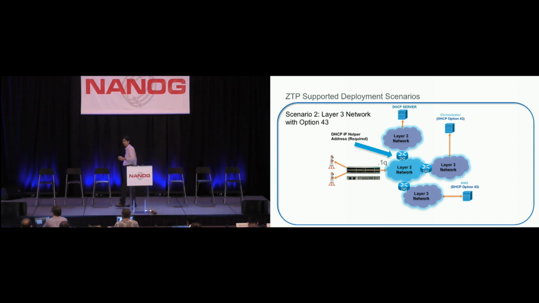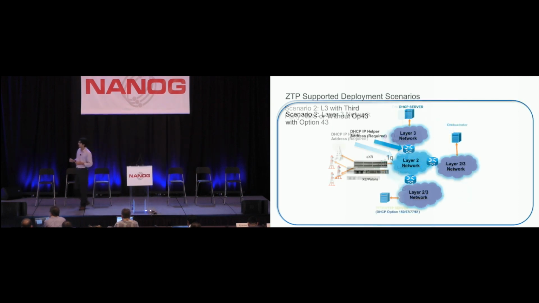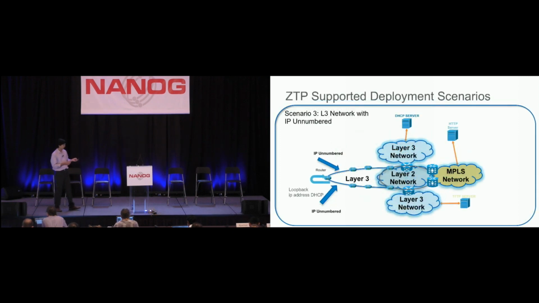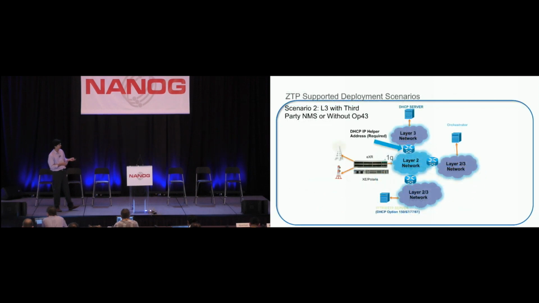If you have a multi-vendor environment where you do not support option 43, then you need some base configuration or some script to download, so that you can have reachability to the remote site. So when the device comes in, it will send the request, it will get the TFTP information, or maybe the HTTP location information, or some other location to download the configuration or the script. Once it has the script, it will know where my server is, and then it will reach out to your orchestrator or your controllers.